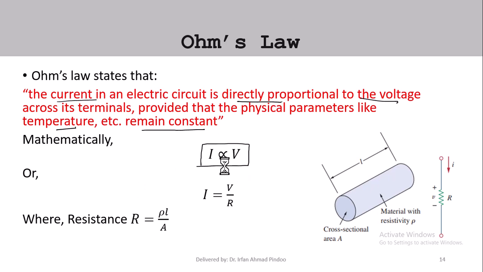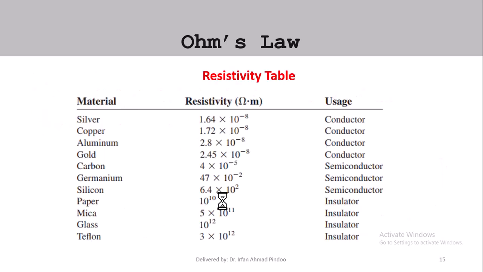Now to remove this proportionality constant, we are using a constant, that is R. So we say I is equal to V by R, and R is rho L by A, that we have already told in the previous slide as well. So with this formula we can find out the unknown parameter.